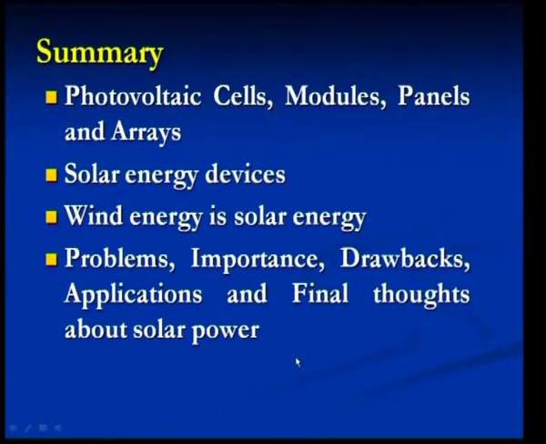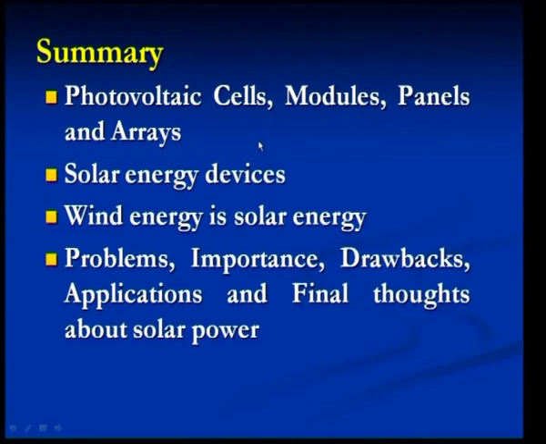Now, as a summary of this particular part 5, we have dealt with what is called a photovoltaic cell, and how it is different from a module, panel and an array. We have also looked into the pictures of some solar energy devices and how wind energy is primarily sourced from solar energy, and finally we touched upon the problems, importance, drawbacks, applications and a few final thoughts about solar power. Here are a few questions.